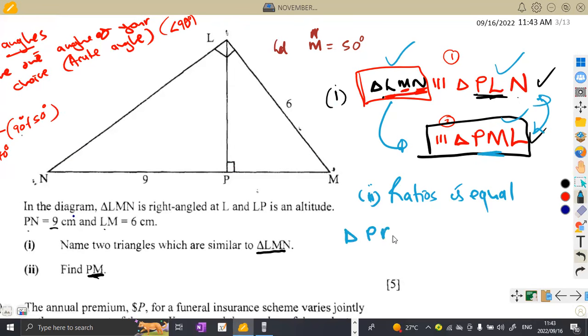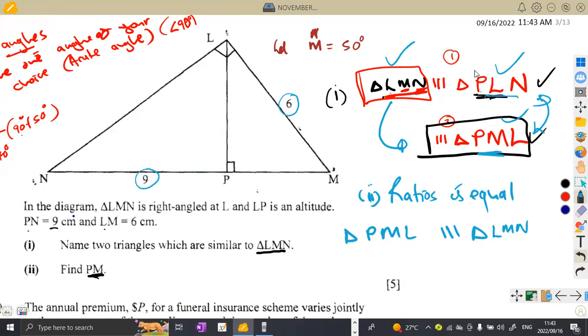Triangle PML is similar to which triangle that I'm going to use again? So I cross-check according to the information that I'm given. Here I'm given PN, which is 9, and LM, which is 6. LM is from this one, or here we do not have L, but we have got PN. So we can also take this part that is called PN. You choose which one is best. I'm just going to work with the first one, which is LMN.